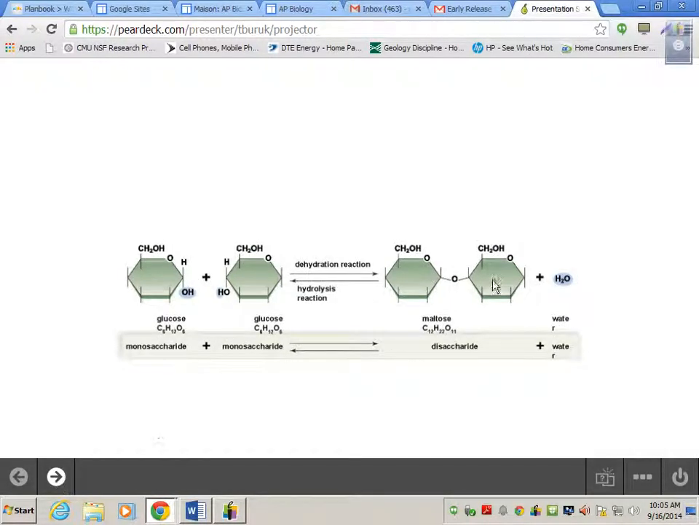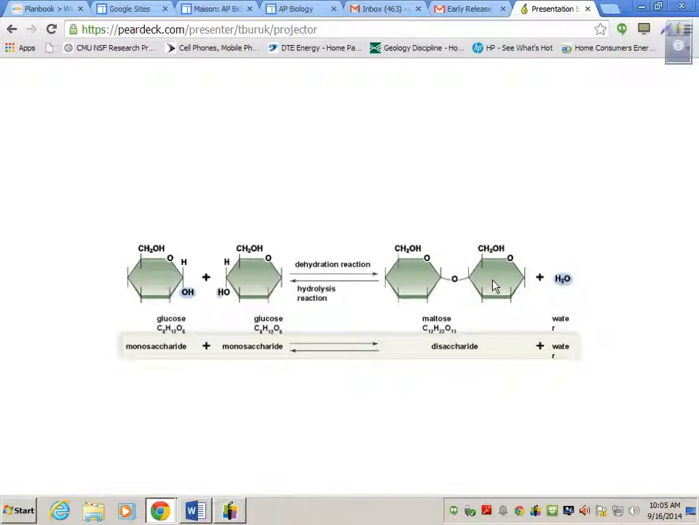So these reactions can go either way, which gets kind of confusing from time to time. What's the rule I tell you? If the arrow points away, away from water, it is hydrolysis. If the arrow points towards water, it is dehydration synthesis.